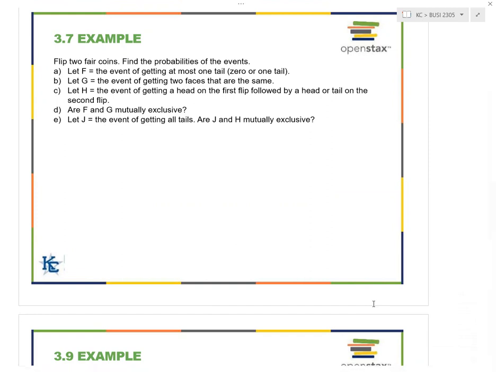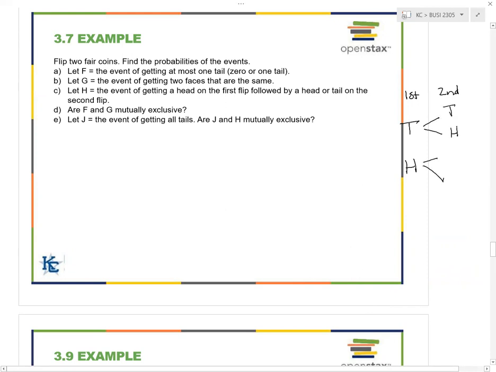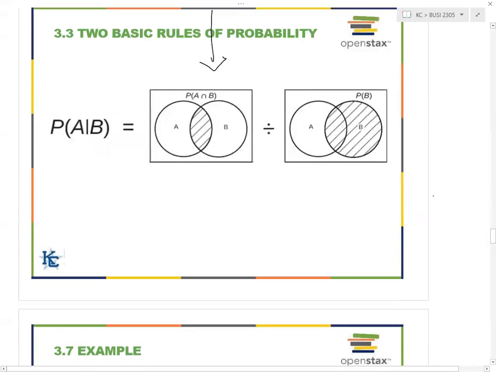So we want to flip two fair coins and find the probability of the events. I'm going to go ahead and draw a tree diagram so that I can know exactly what my sample space is here. If I flip the first coin, I could get tails or I could get heads. If I flip the second coin, regardless of what I got for the first coin, I could get tails or I could get heads. So my sample space for this problem is tails-tails, tails-heads, heads-tails, and heads-heads.